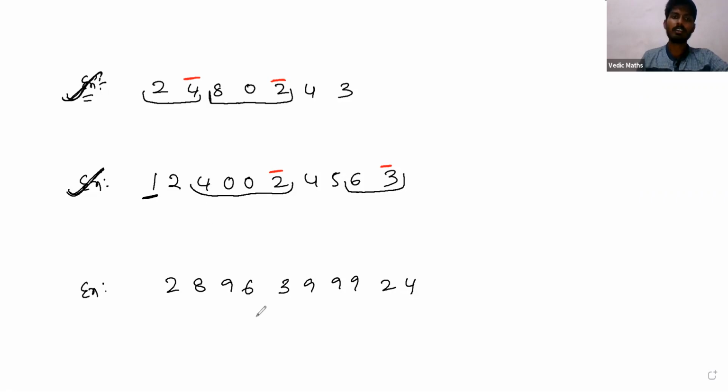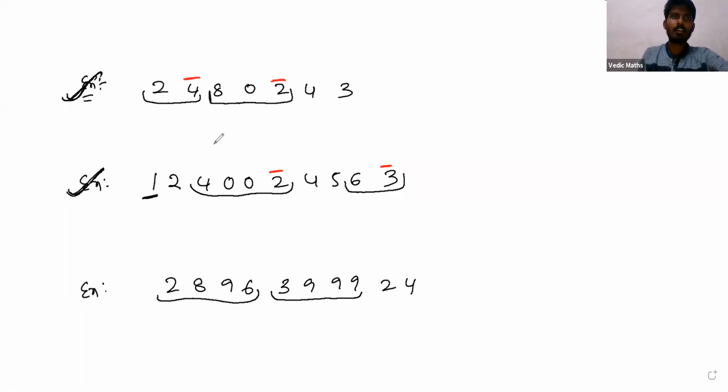Okay. Come to this example. The big digits we have to select. So bigger digit, bigger digit, bigger digit, and smaller digit. That will be one group. And bigger digit, bigger digit, bigger digit, and smaller digit. So that will be one group. So in this way, we have to select and group.